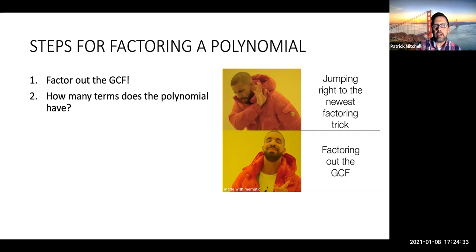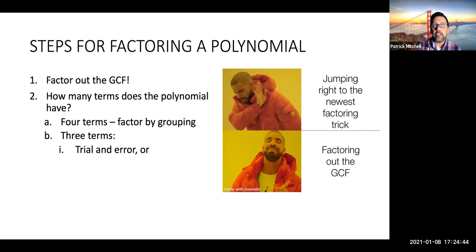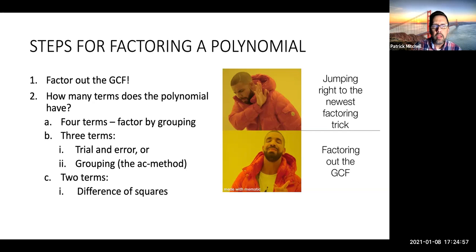Okay, step 2, how many terms does the polynomial have? If it has 4, that is factoring by grouping. If it has 3, then you can either factor that by trial and error, like we did in 6.2 and 6.3, or you can use the AC method, which a lot of people tend to like. And now we know what to do when there's 2 terms. If there's 2 terms, it's likely either a difference of 2 squares or a sum or difference of 2 cubes.